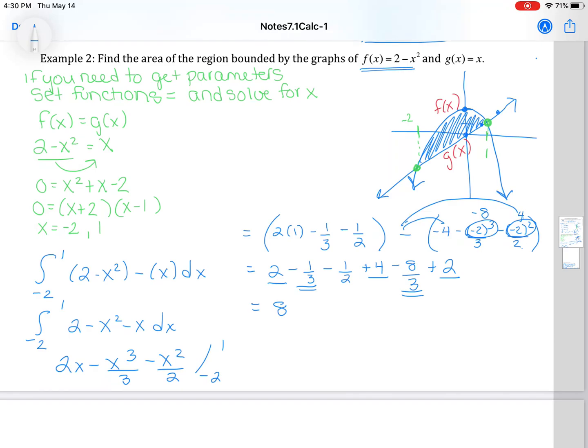We have negative 1/3 and negative 8/3, which is negative 9/3, or negative 3, minus 1/2, which gets us 5 minus 1/2. You can get a common denominator of 2 here, and you end up with 9/2 units squared for your final answer.